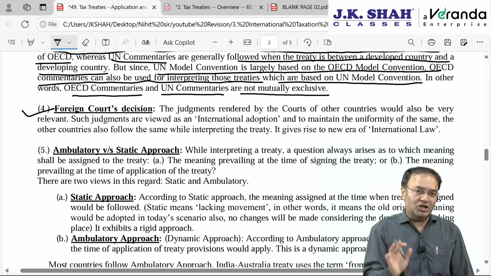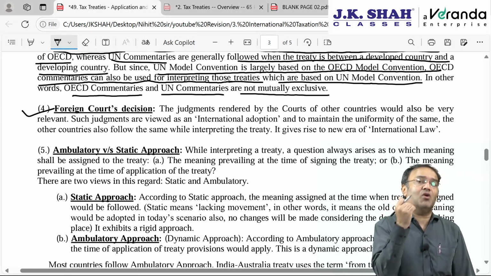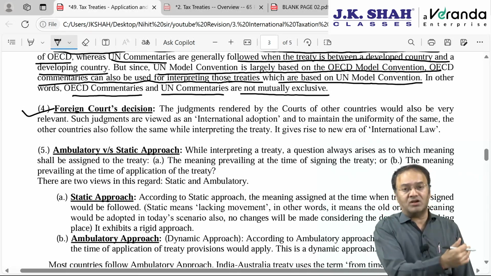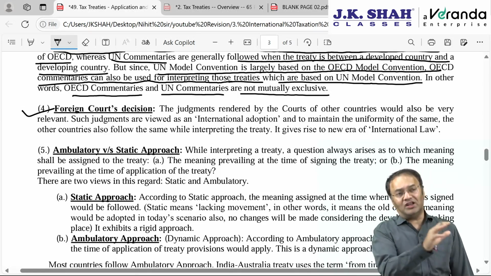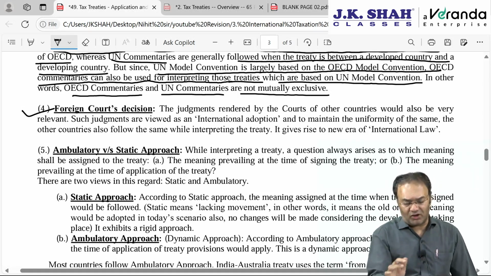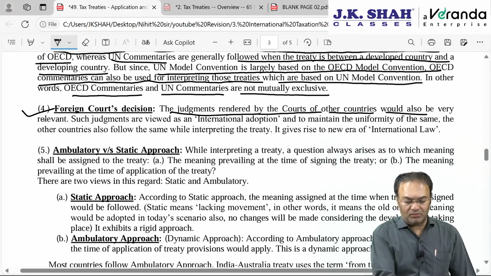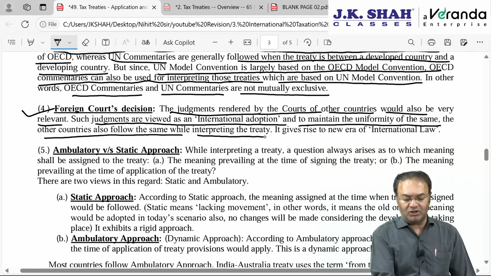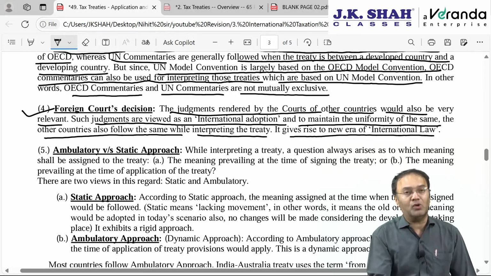Same way, internationally, if the Supreme Court of one country, say Germany, has taken some decision, that can be used in other countries for reference, not binding but for reference. The judgments rendered by the courts of other countries would also be of a very great amount of relevance. Such judgments are viewed as an international adoption, and to maintain uniformity, other countries also follow the same while interpreting the treaty. This gives rise to a new era of international law.